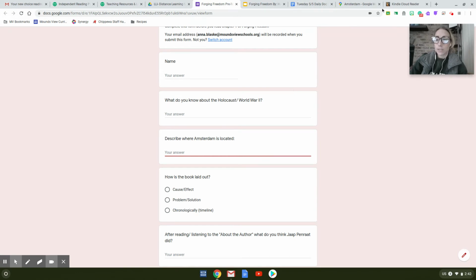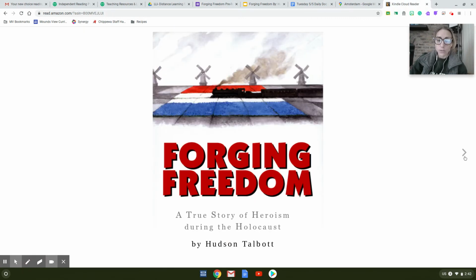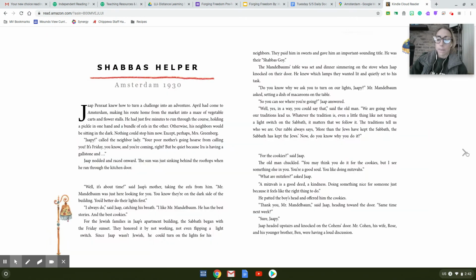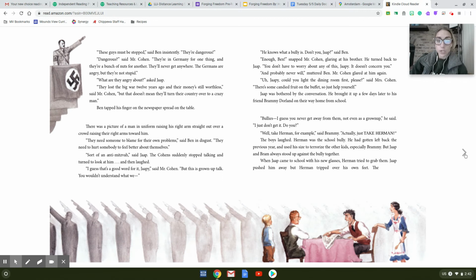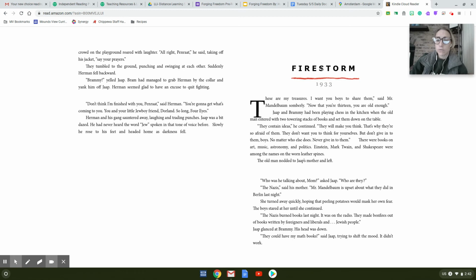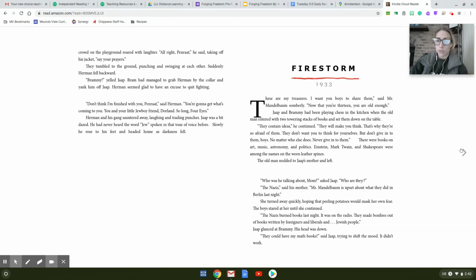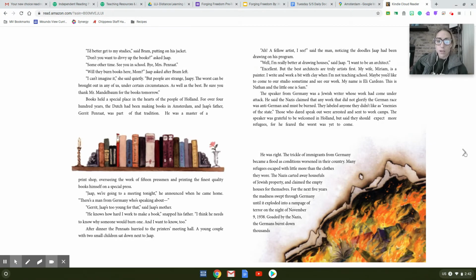All right, now we're going to look more specifically at the book and become familiar with how the book is set up. Okay, so title page, we have our dedication page. This kind of shows a picture of Amsterdam and what it might look like. All right, so if we look, okay, so we have a title, Shabbos Helper. This is a chapter title, Amsterdam 1930. We've got a few pictures which kind of help us understand as readers what they're talking about. Okay, next chapter, Firestorm 1933. Okay, so first chapter, 1930, it takes place in Amsterdam. Then we go 1933, it's titled Firestorm. Okay, got some more pictures.